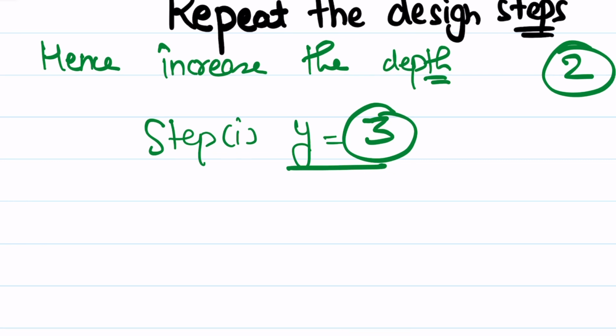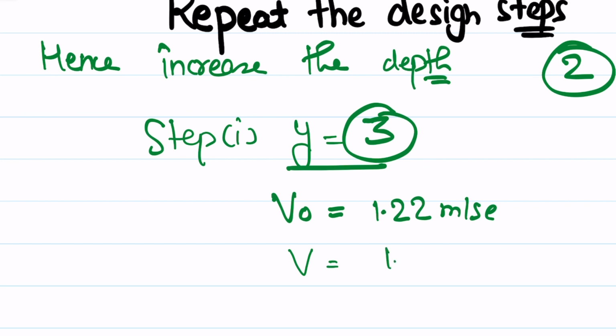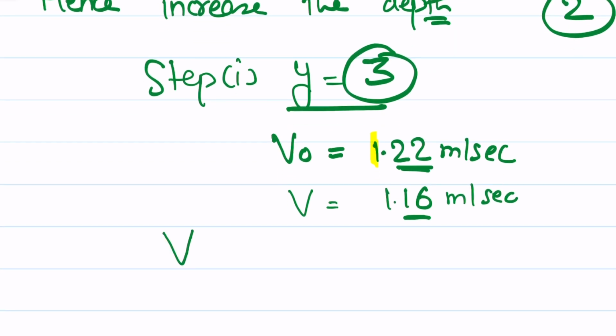If we consider y equals 3 meter, the critical velocity will come out to be around 1.22 meter per second, and our actual velocity will come out to be around 1.16 meter per second. Like discussed in the previous lecture, we want the values to match at least up to two decimal places. This is our general aim. Here our actual velocity is less than V naught.